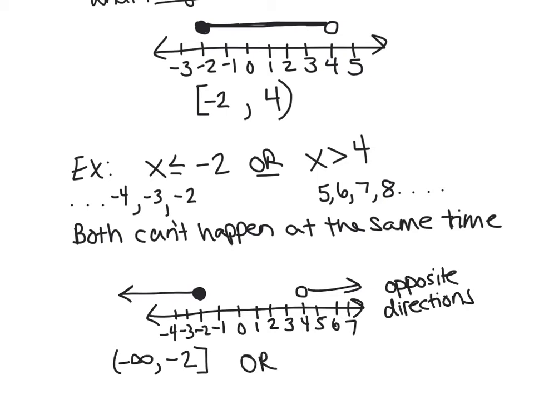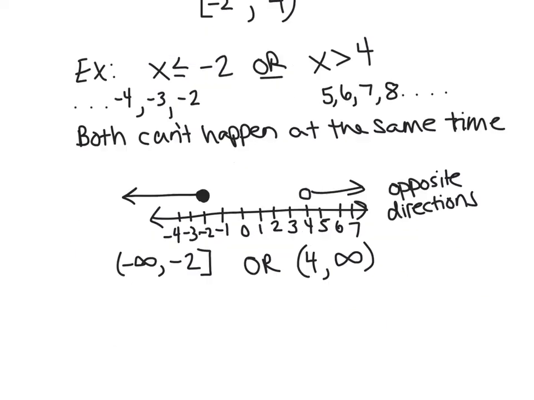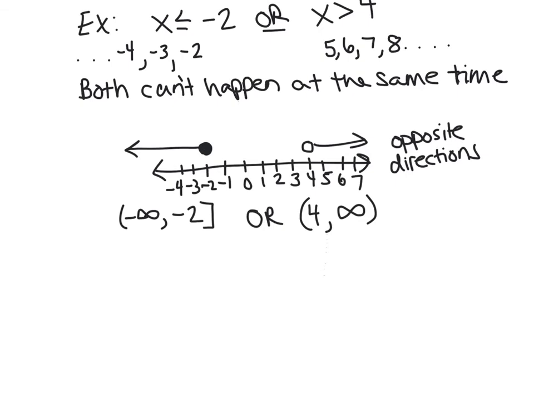Or looking at my other part of the number line, my smallest value is 4, parentheses, because it's not included. And then we go all the way to +infinity, which always gets a parenthesis. So both can still have interval notation and also a number line. So we're going to practice some of these.